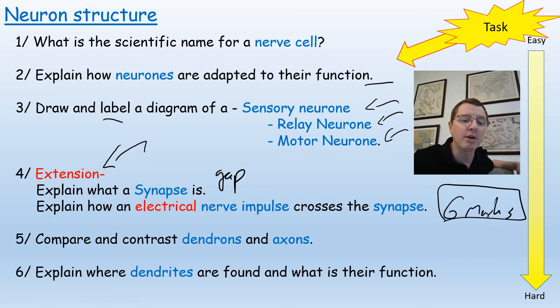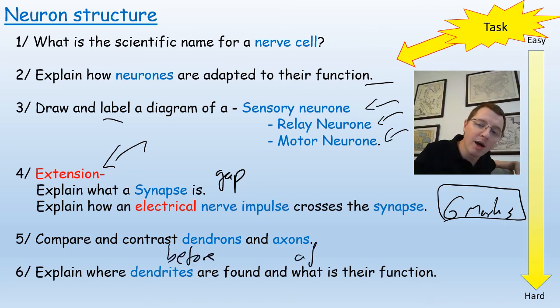So compare and contrast dendrons and axons. Well, dendrons are before the cell body and the nucleus. Axons are after. Typically in a sensory neuron, the dendrons will be longer and the axons will be shorter, but in a motor neuron, the axon will be much longer. They both carry electrical nerve impulses and they're both insulated by myelin sheath.